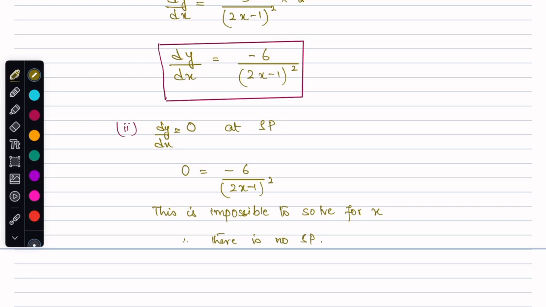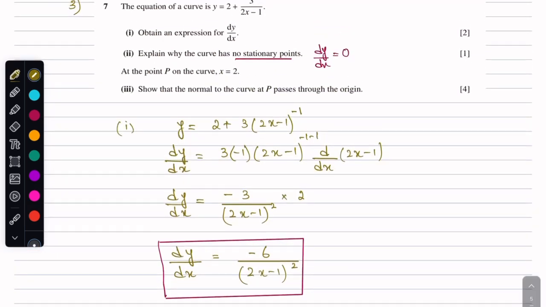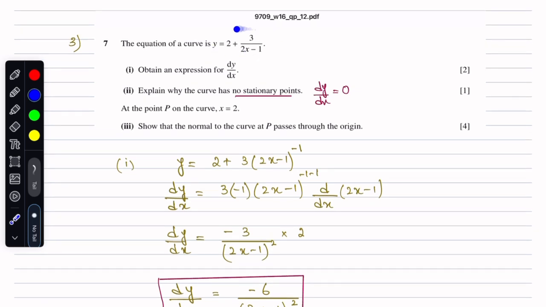Now let's move to the third part of the question. The third part says, at the point P on the curve, where x is equal to 2, so we have the curve equation, and on this curve equation, our x has a value of 2 here. Show that the normal to the curve at P passes through the origin.